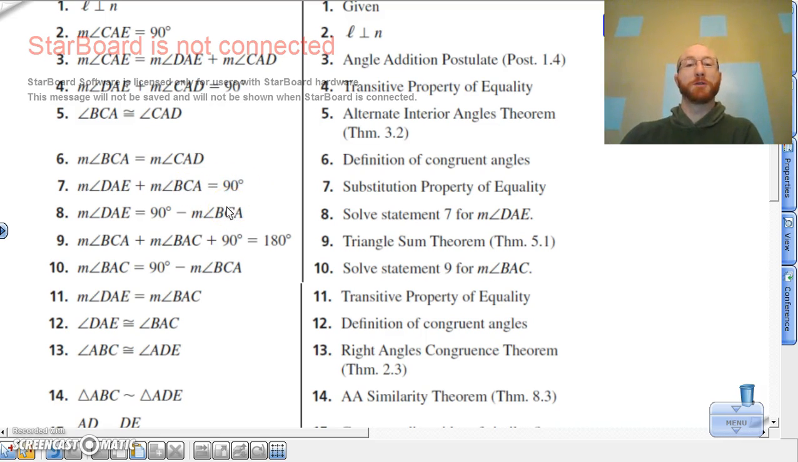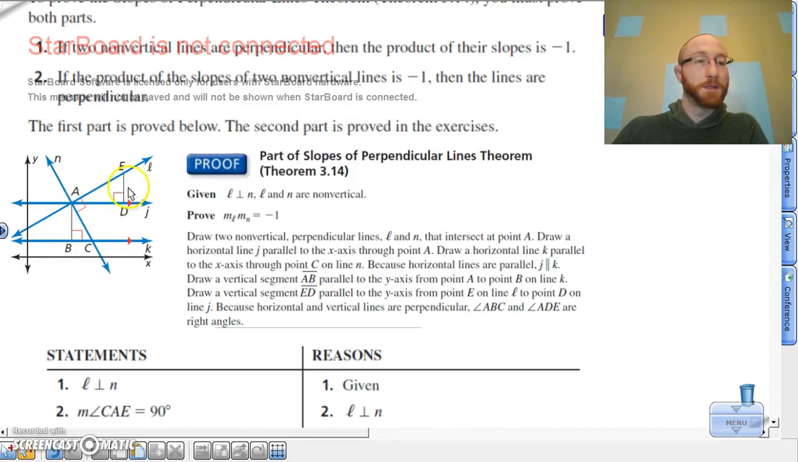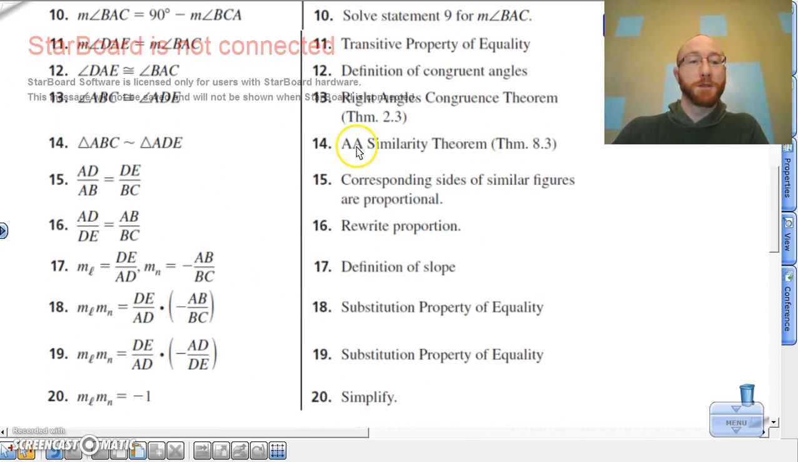And then use the triangle sum theorem to say that BCA plus 90 is 180, based on what we have up here. We're going to rearrange this to say that BAC equals 90 minus BCA. And now we have 90 minus BCA twice. So we're going to set these two equal to each other, which means they're congruent. And since we have angle ABC and angle ADE, now we have this angle and this angle are congruent, and the right angles are congruent. So we have angle-angle similarity.